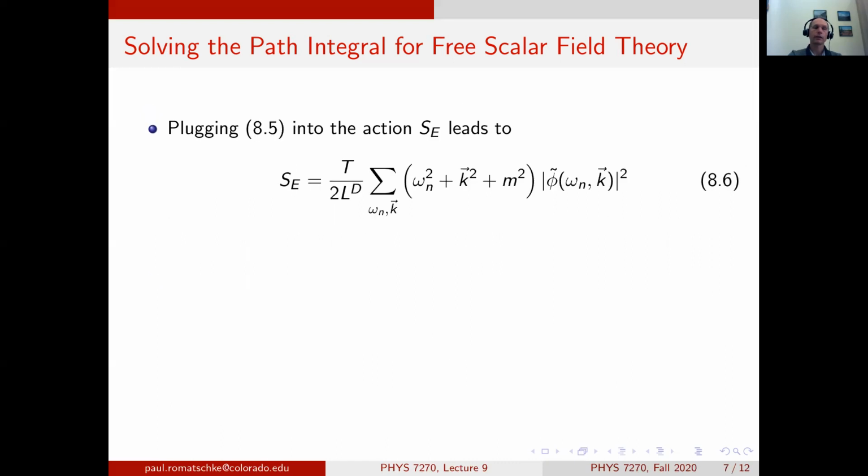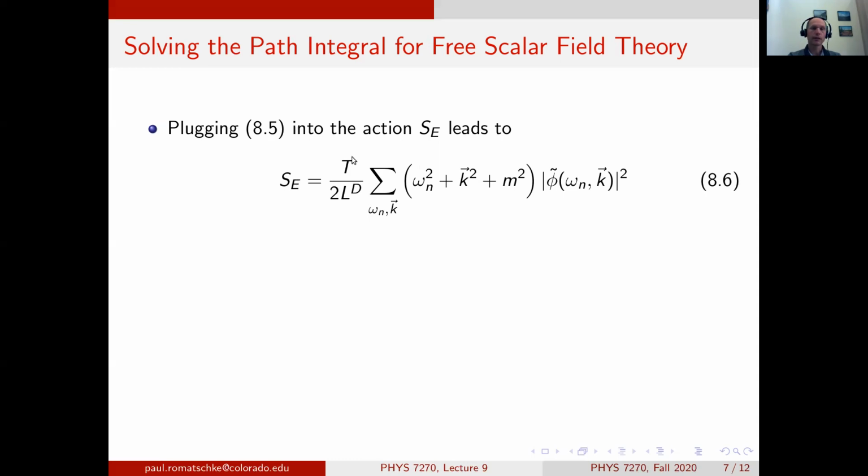Once we plug in this form of the scalar field Fourier transform into the action, the kinetic term simplifies. We just get omega n squared plus k squared from the kinetic term. And since our potential is quadratic in the field, we only get an m squared for the potential term that also came as a quadratic form. So the action becomes fairly simple.